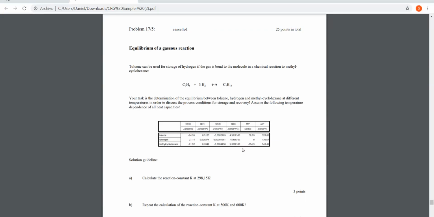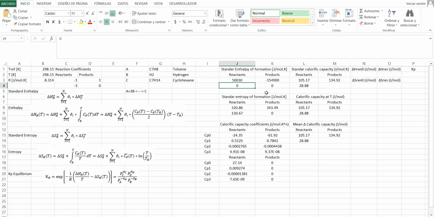So let's go back to the equation. It's the sum of the stoichiometric coefficients times the standard enthalpy of formation. And what does that mean? This equation means that we need to multiply this stoichiometric coefficient with this standard enthalpy of formation.